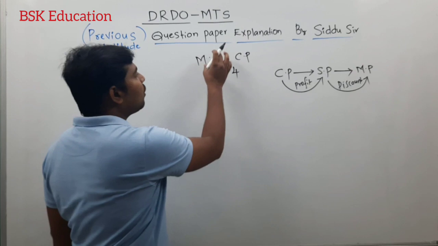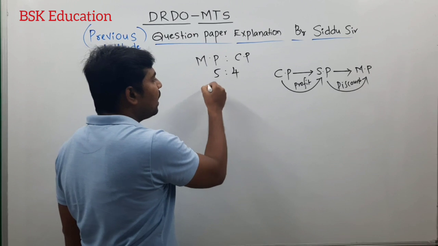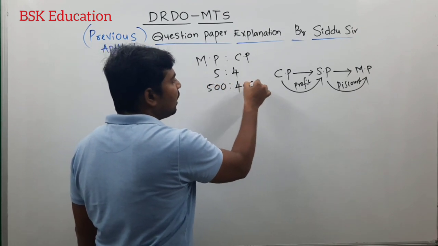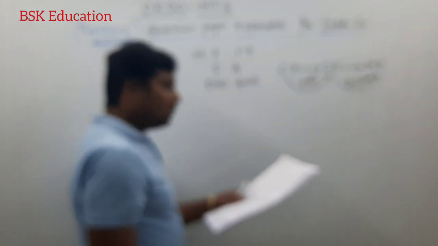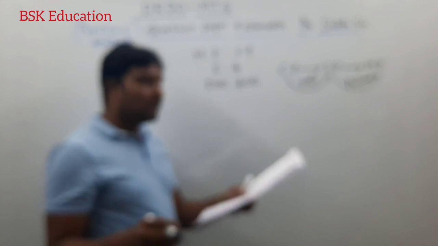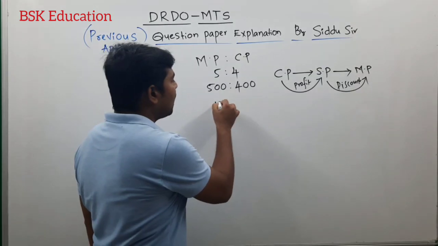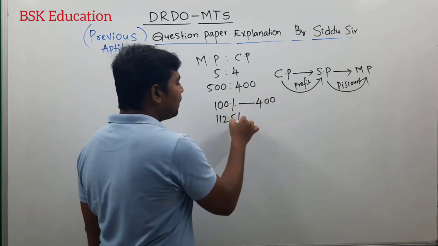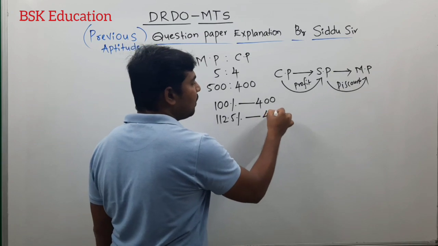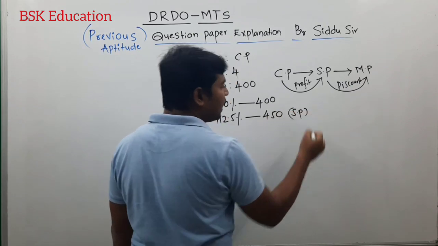A simple example: market price and cost price are given in the ratio 5:4. 5:4 is nothing but 500 is to 400. Take the cost price as 400 rupees, and the profit earned by selling the article is 12.5%. As you know, for the cost price we take 100%. So 100% is 400 rupees. Then 112.5% is how much? It is 450 rupees. So here it is the selling price.